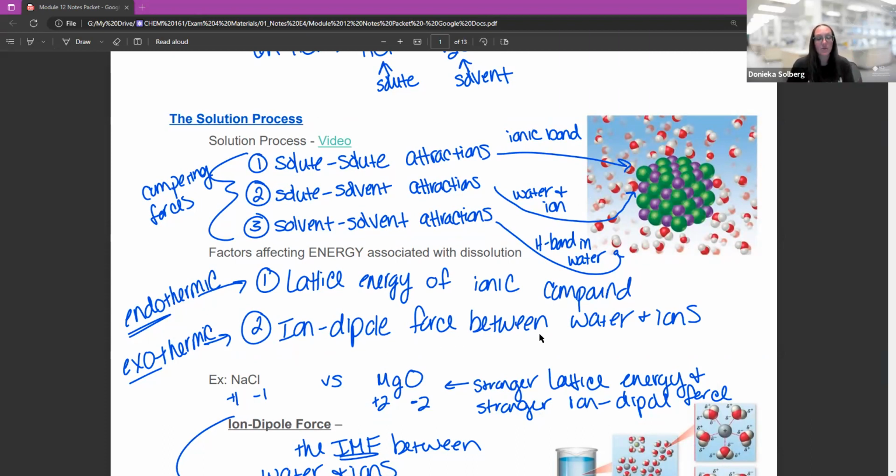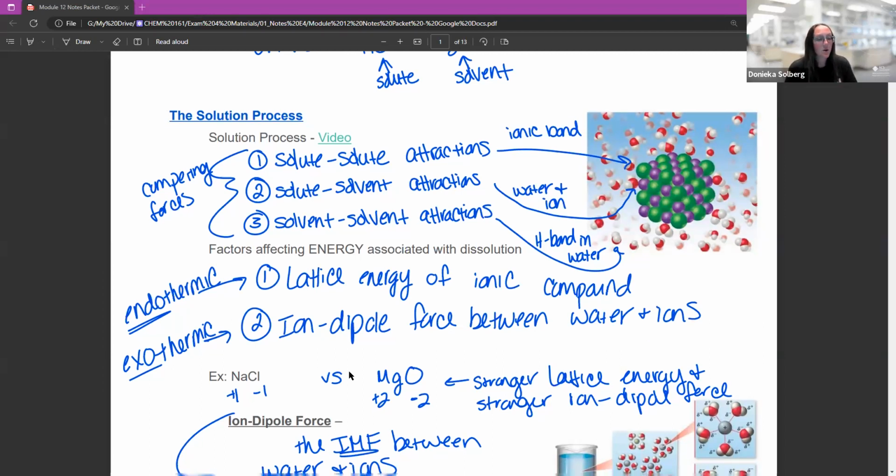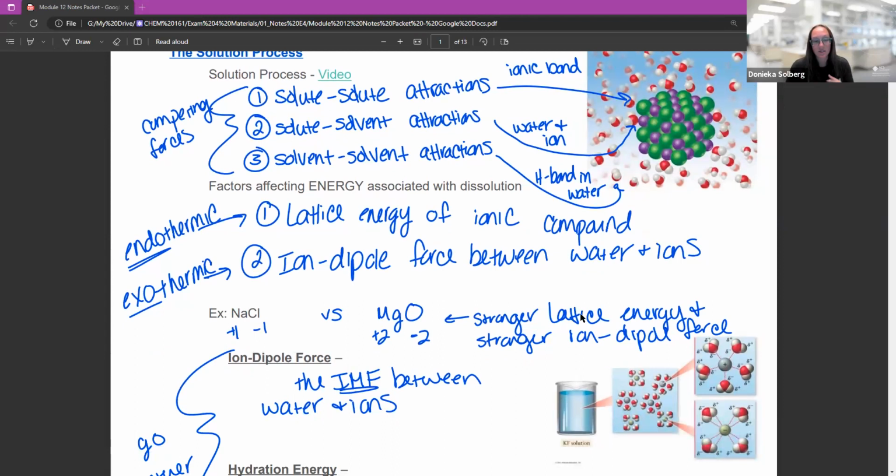Whereas those ion dipole forces between the water and ions, those are new attractions being made. Those are going to be exothermic. So again, whichever one of those wins out is going to determine if it heats up or if it cools down. Okay, so lattice energy, I'm just going to talk about that for a sec, because that was in one of our other units.